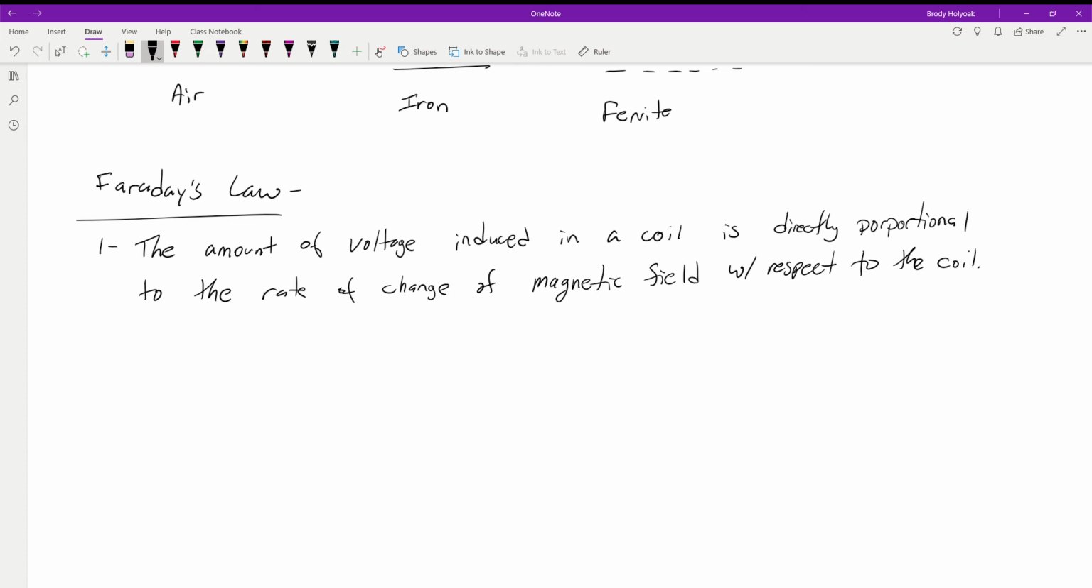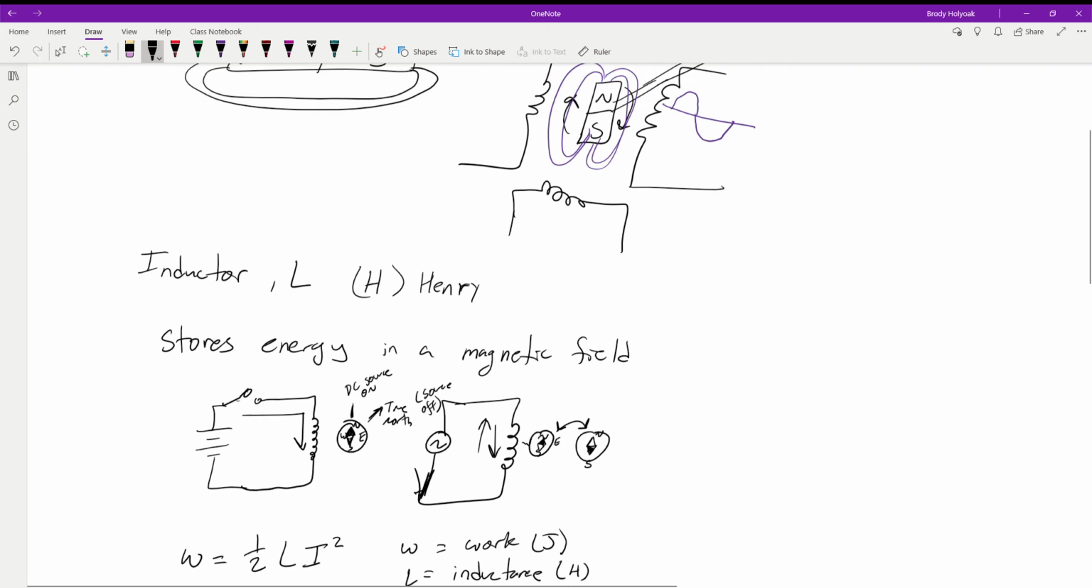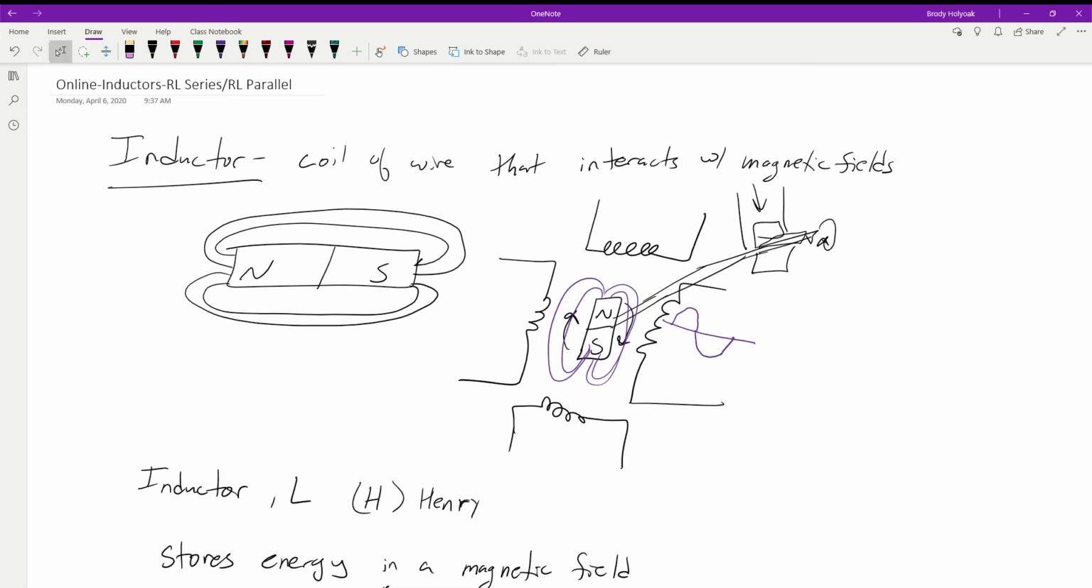So again, the first part of Faraday's law is the amount of voltage that's induced in a coil is directly proportional to the rate of change of a magnetic field with respect to the coil. So the faster the magnetic field is moving through the coil, the faster the voltage spikes and the faster the rate of change you're going to get. If we come back to my little crude picture of a generator, the faster this wheel spins, the higher the voltage we're going to get.